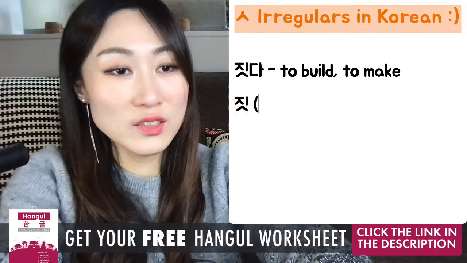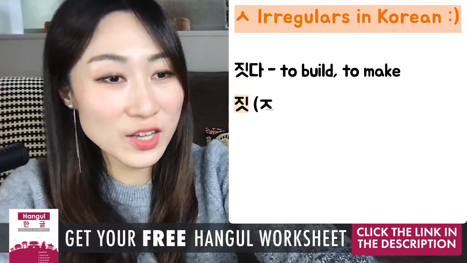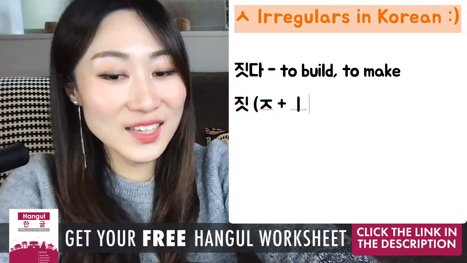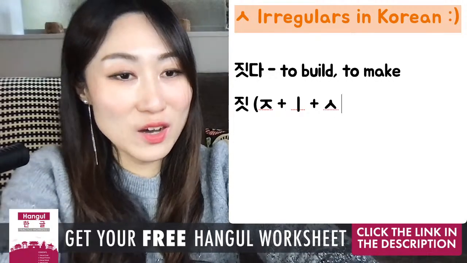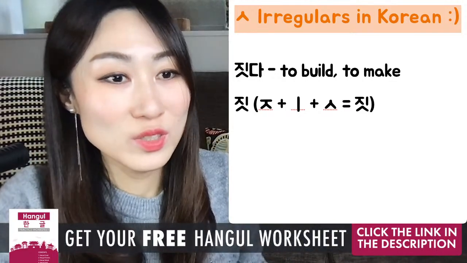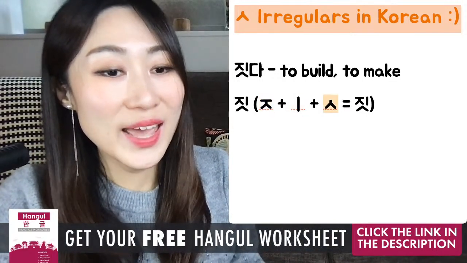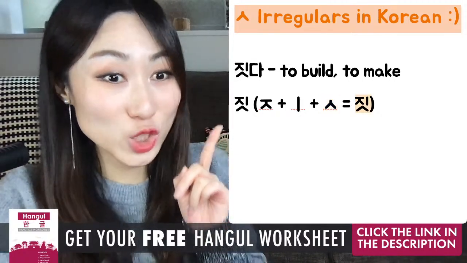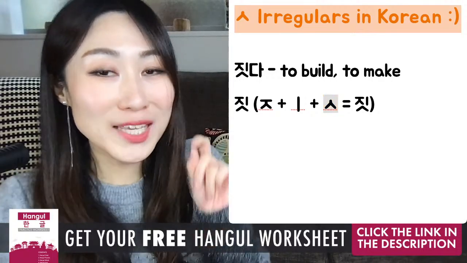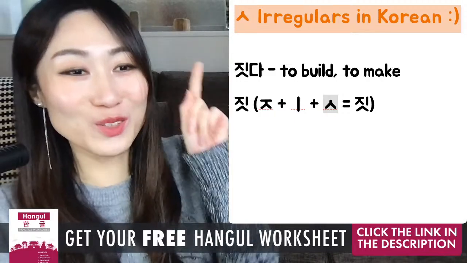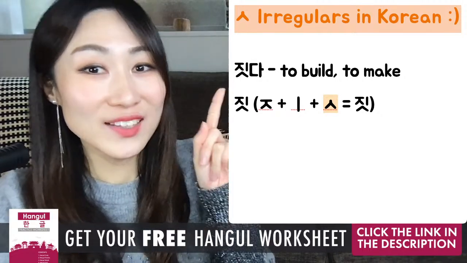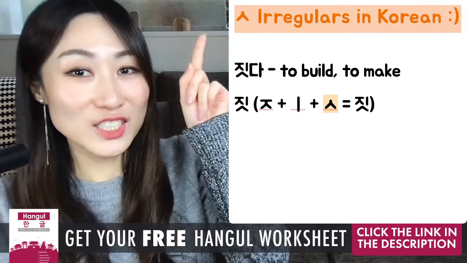So let's see. Do you see this letter? 짓 consists of 지읒, 이, and ㅅ. So it becomes 짓. So 지읒, 이, ㅅ. And this verb stem ends with ㅅ, right? This is one of the candidates of ㅅ irregulars. So when the verb stem ends with ㅅ, it's highly possible that it is a ㅅ irregular.